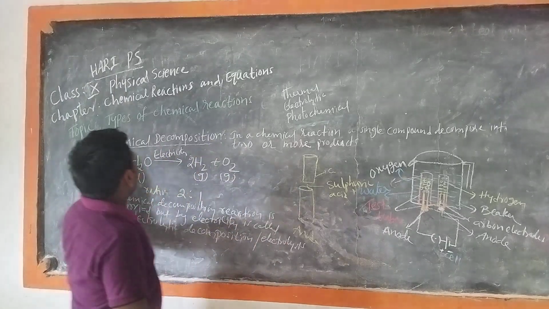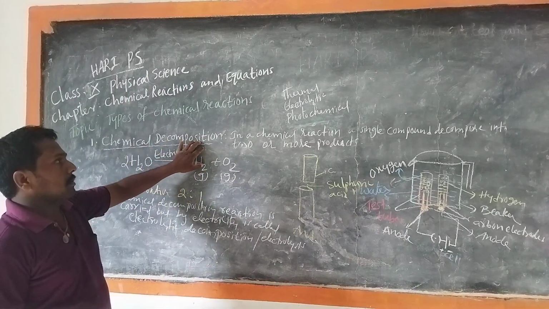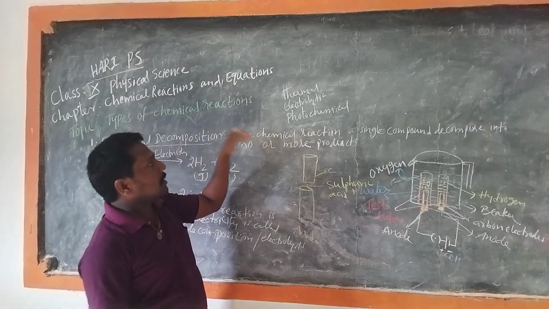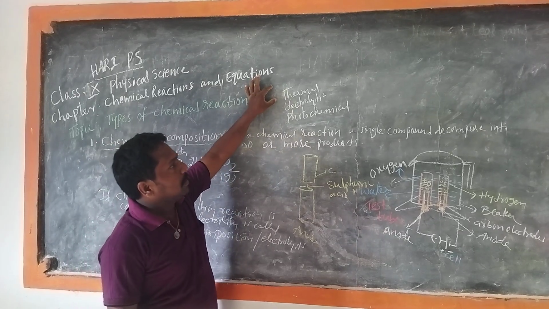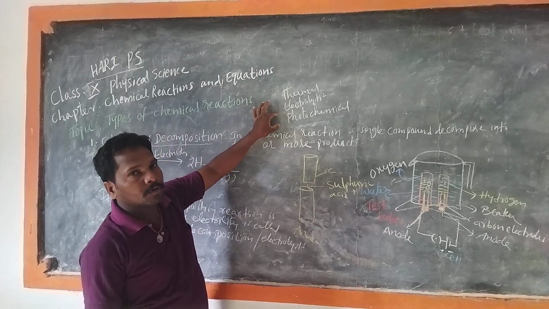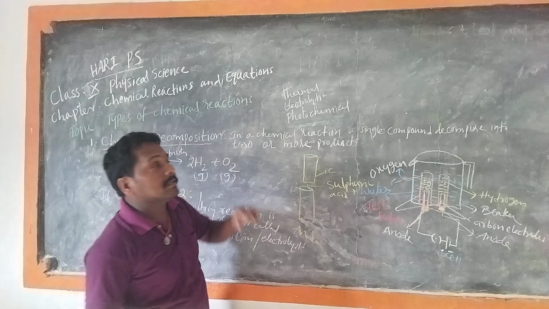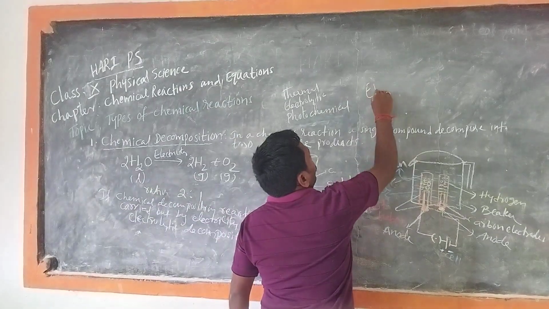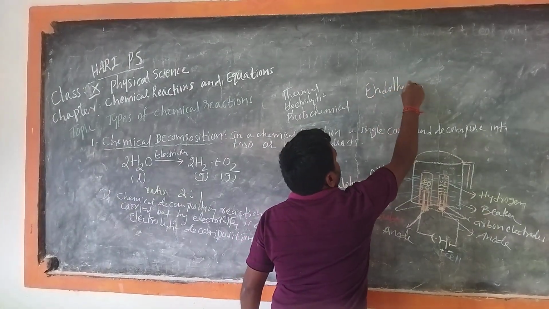So chemical decompositions by heat, by electricity, and by light (photochemical) are also examples of endothermic reactions.